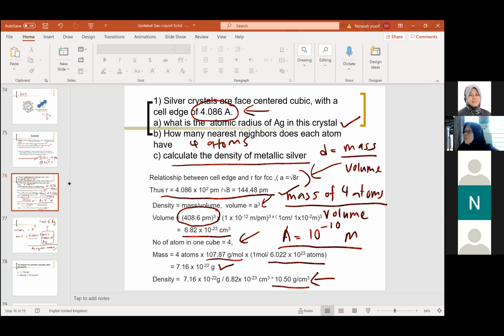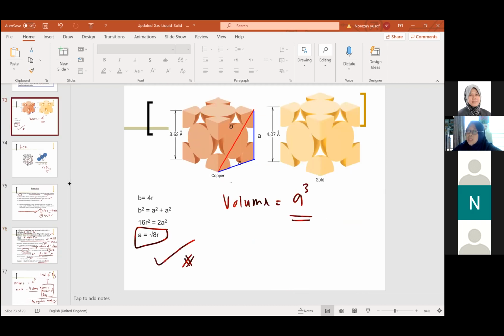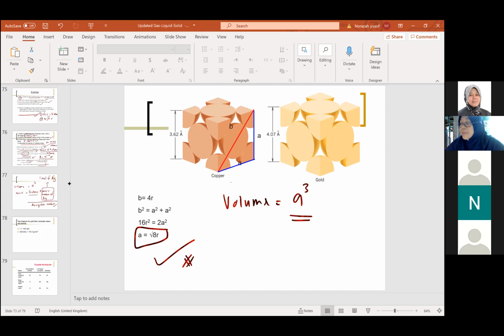That's why those two pieces of information are very important: the number of atoms per unit cell, and the relation between cell edge and radius. The question might give you the radius, or something else like density, so you have to know how to manipulate the information given. Okay, any questions for this topic?